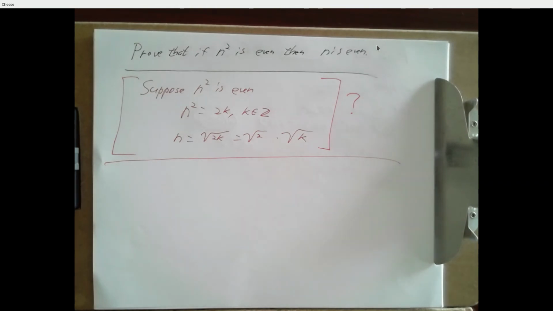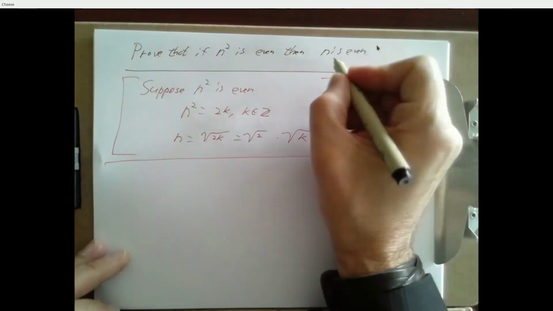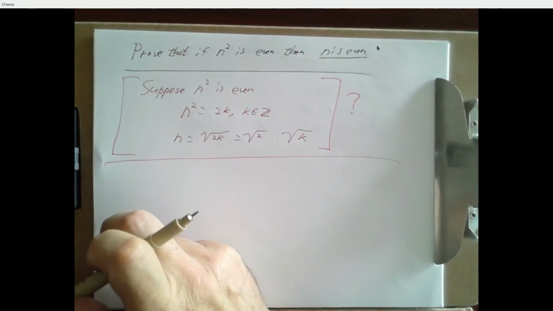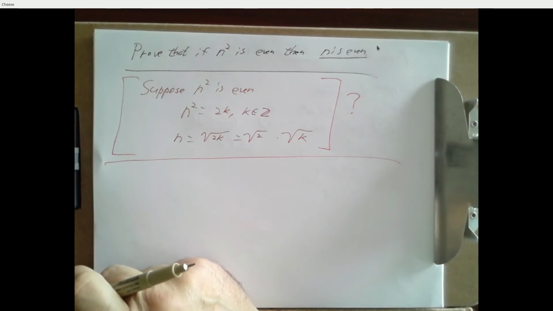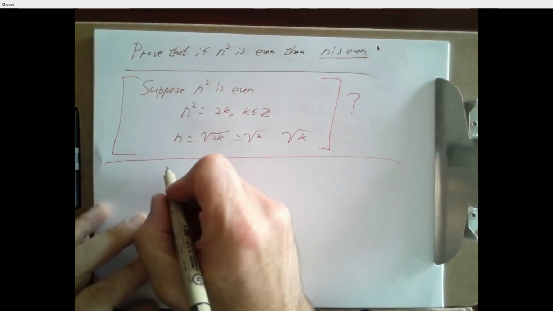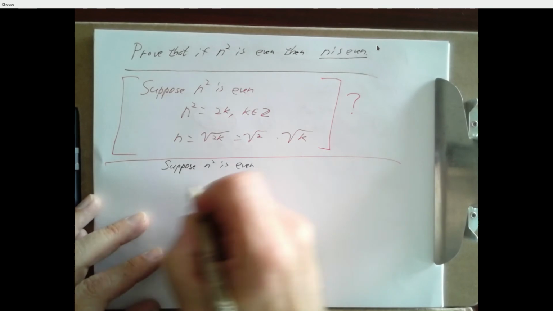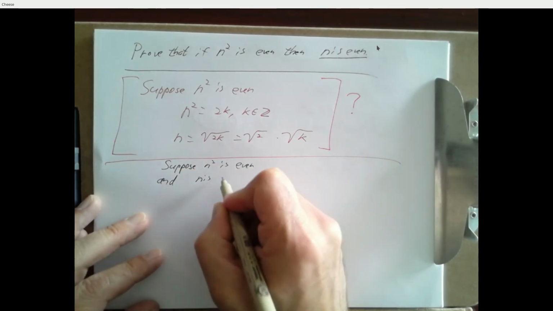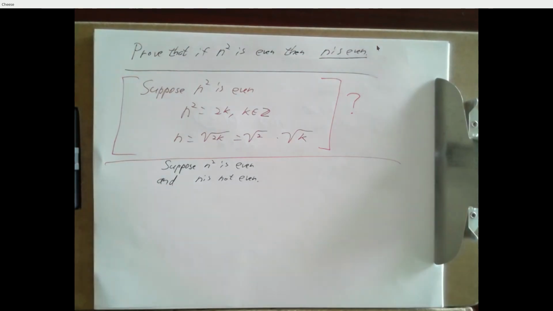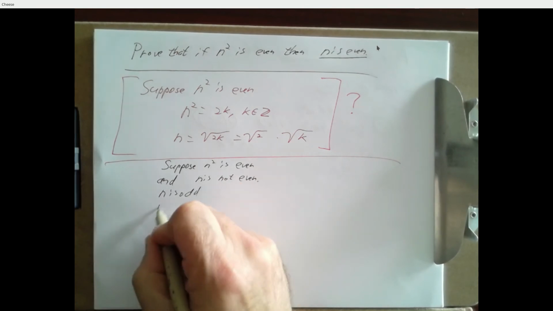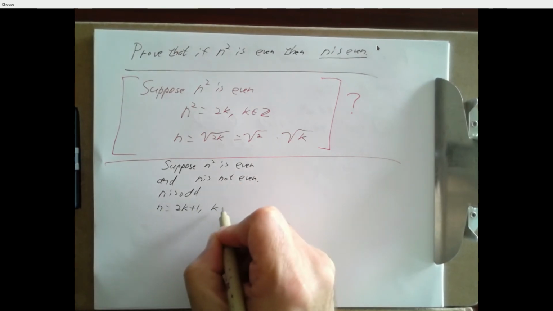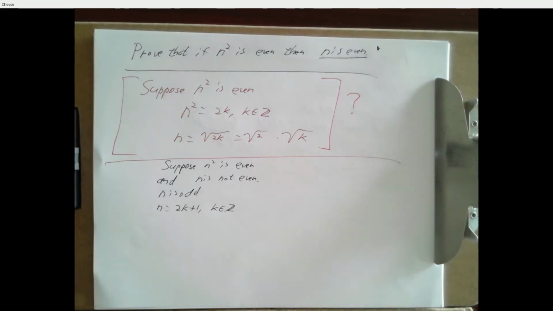So let's try an indirect proof. In an indirect proof, we'll assume that this is false, and we'll find a contradiction. So suppose n squared is even, and n is not even. And we're going to try to find a contradiction. Well, if n is not even, what is it? It's odd. Which means it's twice some integer plus 1. So n can be written as 2k plus 1, where k is an integer. That's our definition.